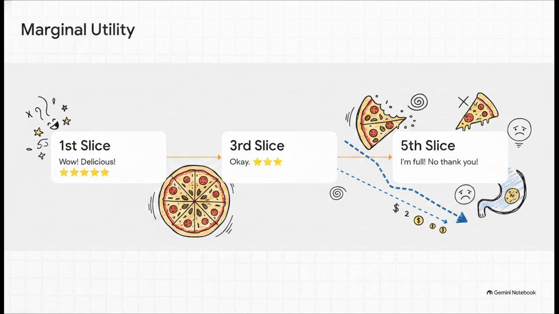But wait, why does our willingness to pay drop as we get more of something? Well, it's all because of this fascinating concept called diminishing marginal utility. Let's break that down using our pizza example from earlier. Think about that very first slice of pizza. It's amazing, right? 5 stars. You'd absolutely pay top dollar for it. But by the time you hit the third slice, it's still good, but you're probably only giving it 3 stars. And by the 5th slice, you're completely stuffed. You honestly wouldn't even want it if someone literally paid you to eat it. So, as your satisfaction naturally decreases with each extra unit you consume, your willingness to pay drops right along with it.